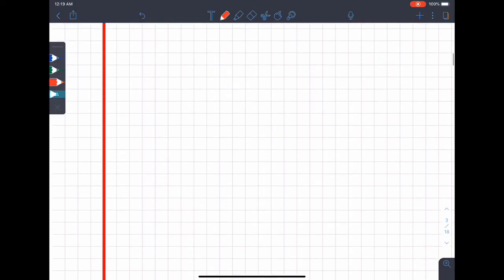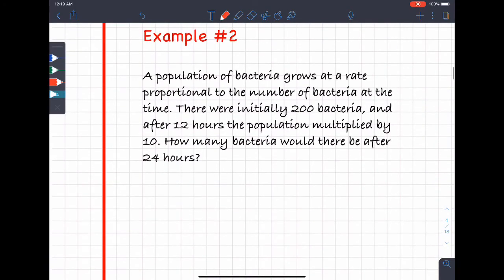So let's proceed with our next example. Another example states that a population of bacteria grows at a rate proportional to the number of bacteria at any instant of time. There were initially 200 bacteria, and after 12 hours, the population multiplied by 10. So how many bacteria would there be after 24 hours? We have another population problem, which is a growth problem again.